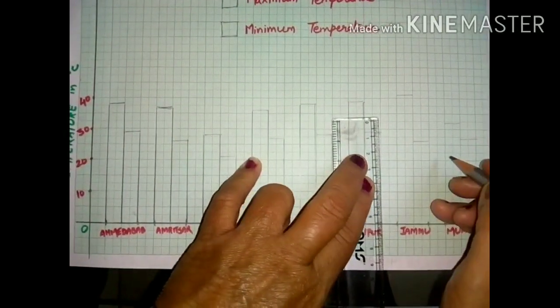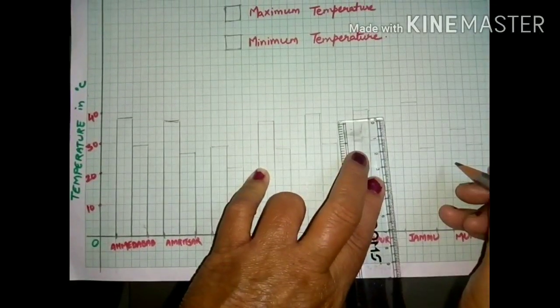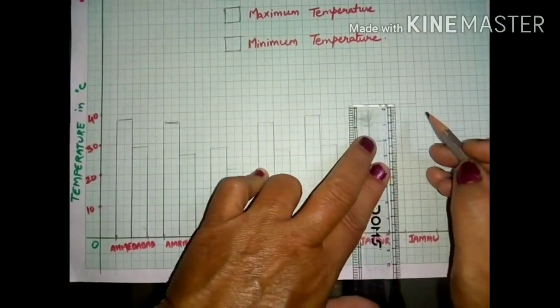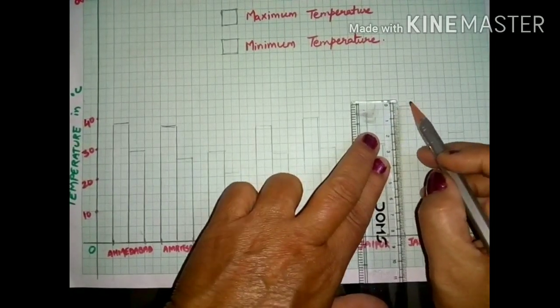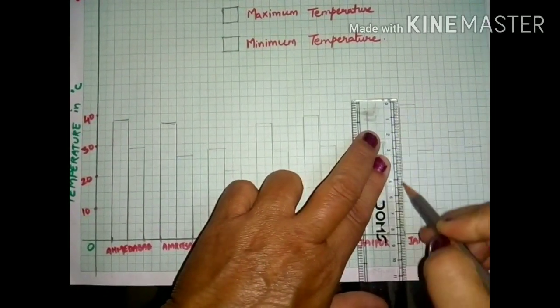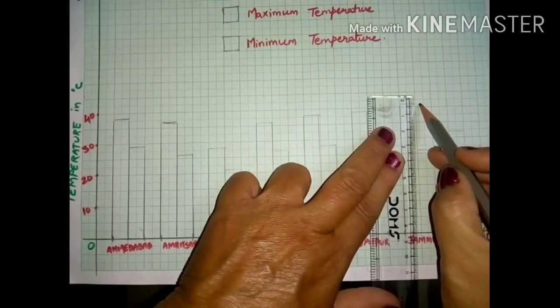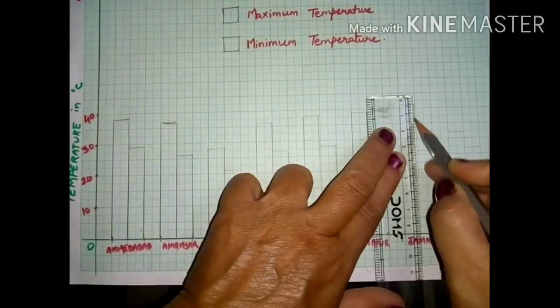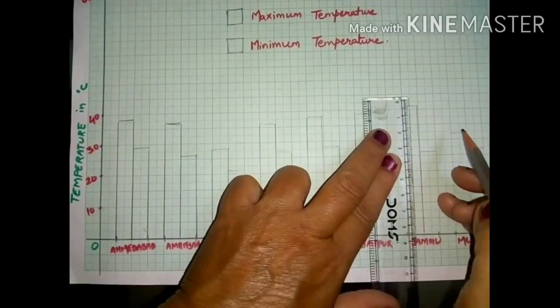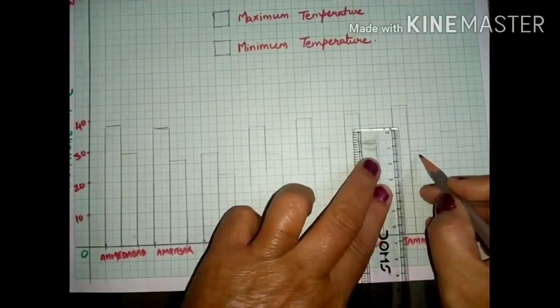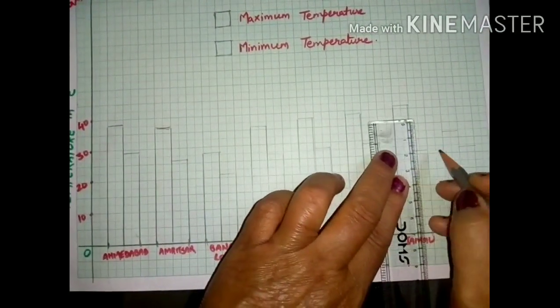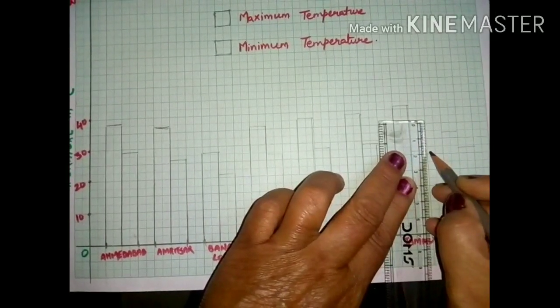Now next is Jammu, 41 degrees C and 26 degrees C. 41 means 40 plus 1, 1 to the 2. So after 40 take 2 divisions. And 26 degrees C. So 20 plus 6, 6 to the 12. So after 20 take 12 divisions.